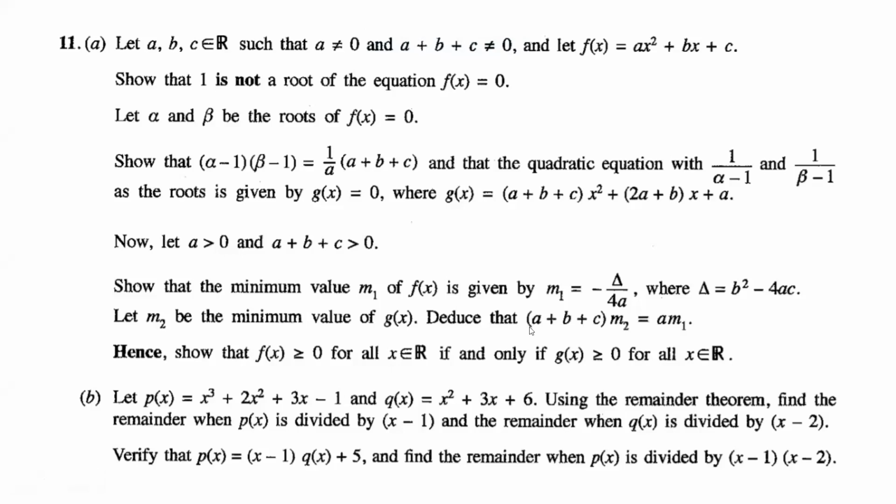B. We are given p(x) equal to x cubed plus 2x squared plus 3x minus 1. q(x) is this. So using the remainder theorem, find the remainder when p(x) is divided by x minus 1, and the remainder when q(x) is divided by x minus 2. So we'll do that first.